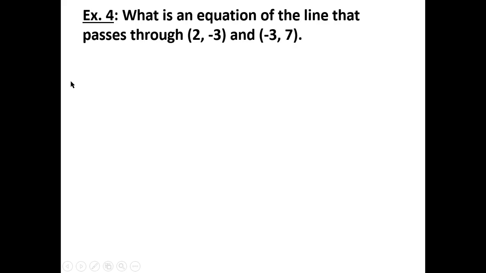One final example we're going to do here, similar to the last two, only this time the directions are: what is an equation of the line that passes through point 2, -3 and -3, 7? Well, this time we're not given the slope, so that's the only real difference. Instead of being given a slope and a point, we're given 2 points.